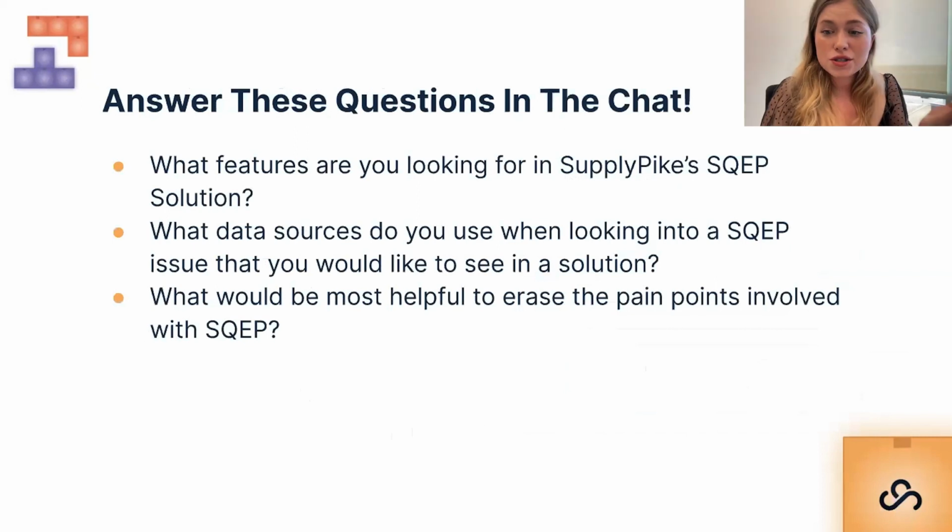Yeah, so what features are you looking for? What data sources do you usually use whenever you're looking at a SQEP issue? And then what would be the most helpful to erase pain points involved with SQEP? Please feel free to throw those in the chat. Love to hear your answers. Again, this would be really helpful as we're building out the product to make sure the solution is built to what you guys are needing.